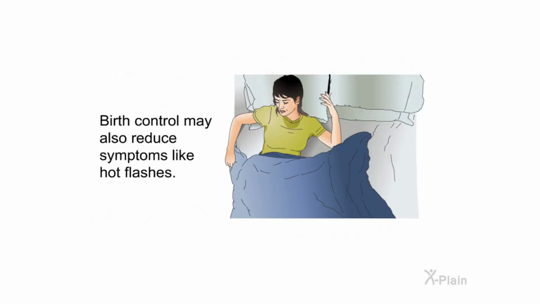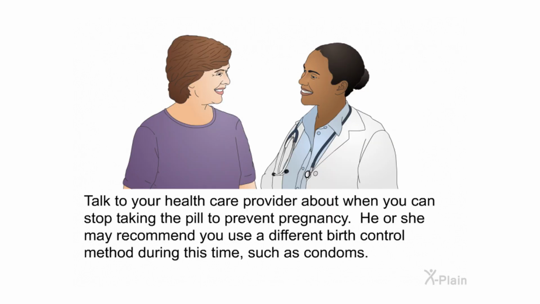Birth control may also reduce symptoms like hot flashes. Talk to your healthcare provider about when you can stop taking the pill to prevent pregnancy. He or she may recommend you use a different birth control method during this time, such as condoms.